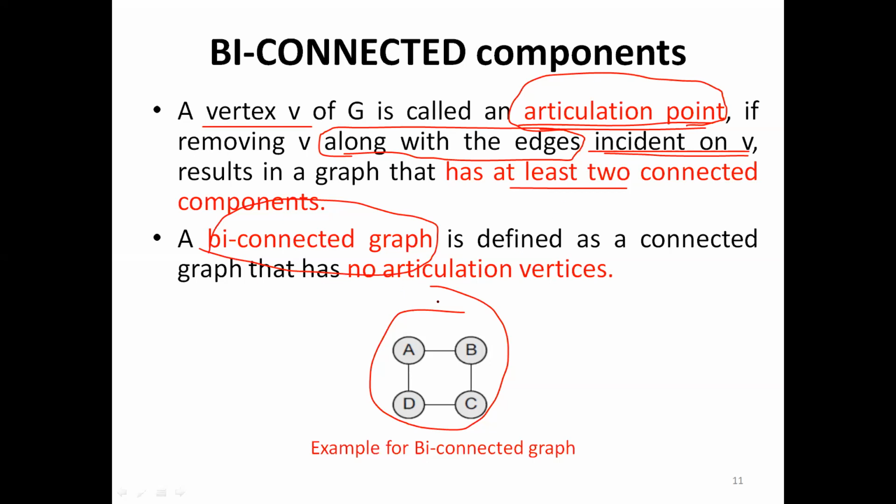The example is here. Did you understand about this biconnected graph? Can anyone reply? What is an articulation point? An articulation point is nothing but when you remove the vertex along with the edges, it creates different connected components. If so, it is not a biconnected component. A vertex which you remove along with the edges, which does not create two different components, is not an articulation vertex.